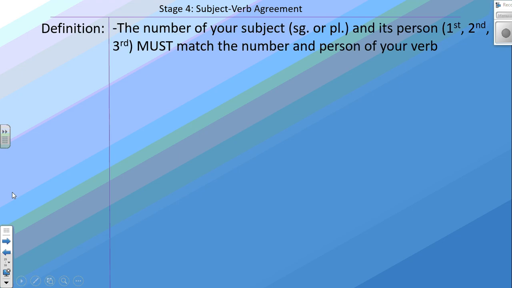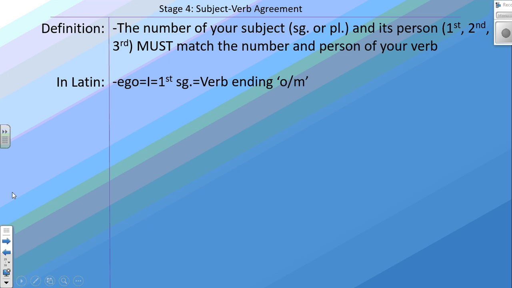And what it means is that the number of your subject, so singular or plural, and its person, first, second, or third, must match the number and person of your verb. So basically, if you're dealing with first person I, then your verb has to end in O, because that's first person singular. If you're talking to someone, you, your verb's going to have to end in S, because that's second person singular. If you're talking about someone, your verb's going to end in T, because that's third singular.